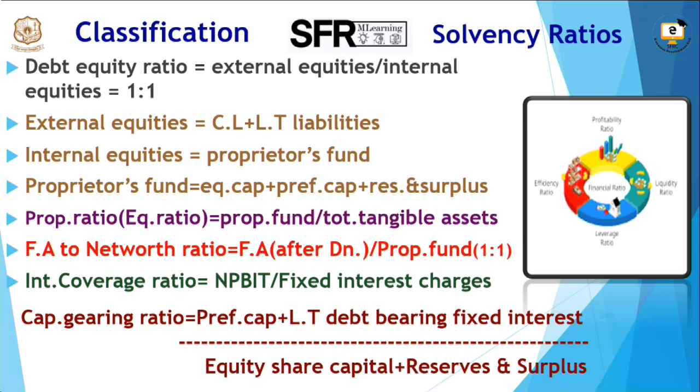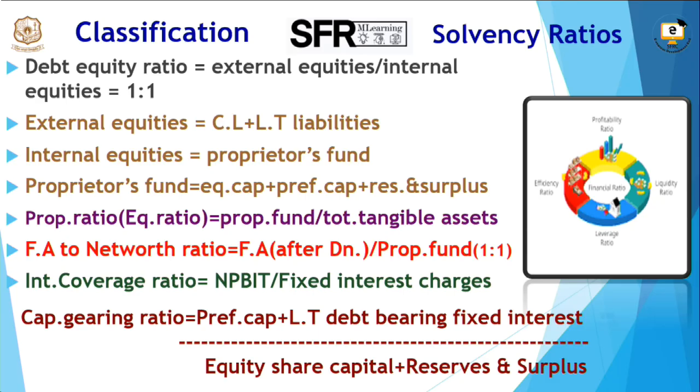The next one is capital gearing ratio. It studies the relationship between preference capital and long-term debt bearing fixed interest charges, and equity capital plus reserves and surplus. High gearing means preference capital is more than equity capital, which is a drawback to the equity holders, the owners of the business. So we have to concentrate on both, preference capital and equity capital. If equity capital is more than preference capital, the position is good. Usually 0.75 or at least 0.5:1 is desirable.